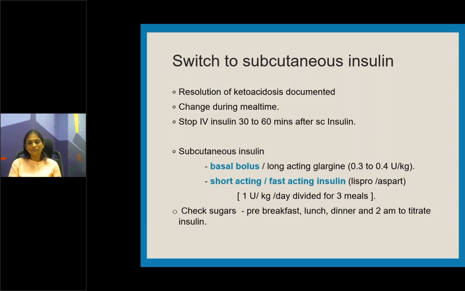If the child is 10 kg, we calculate 1 unit per kg, that is 10 units, and divide it into 3 meals. We give 3, 3, 3 for the 3 different meals. If we are using a short-acting insulin, we have to give this subcutaneous insulin half an hour before the meal. In case we use a rapid-acting insulin, we can give the insulin and give a meal within 10 minutes. We have to keep checking sugars very meticulously to titrate the insulin doses. We check them pre-breakfast, pre-lunch, pre-dinner, and at 2 a.m. to titrate insulin.